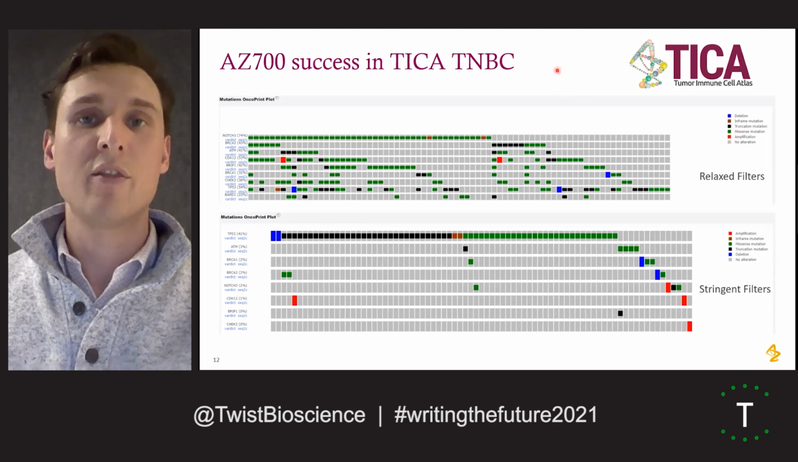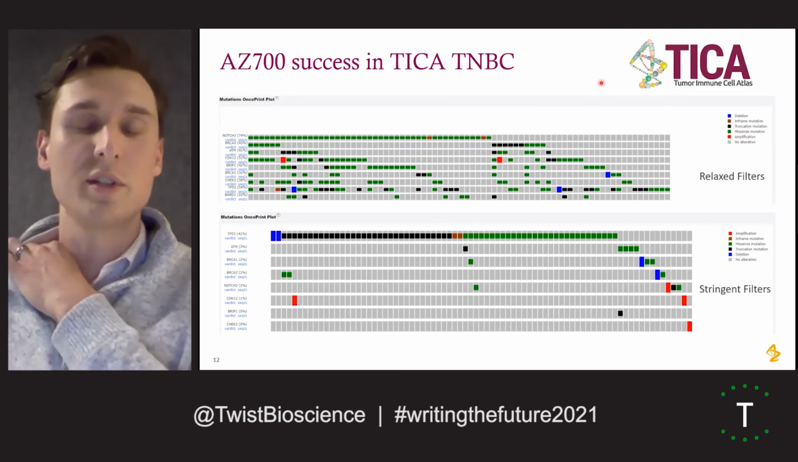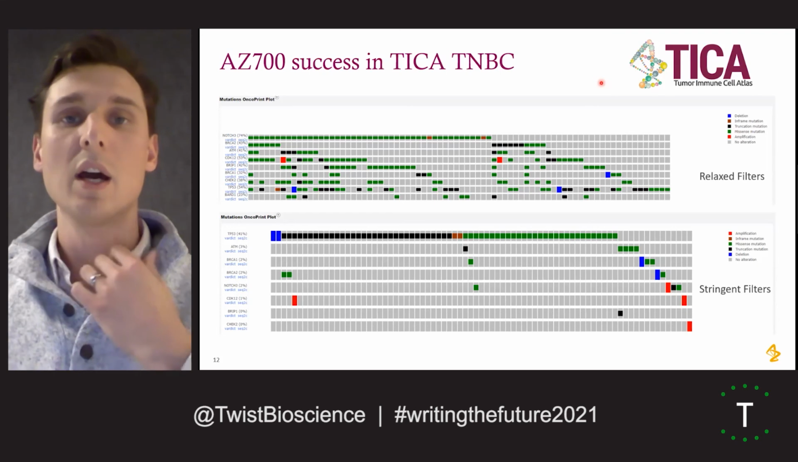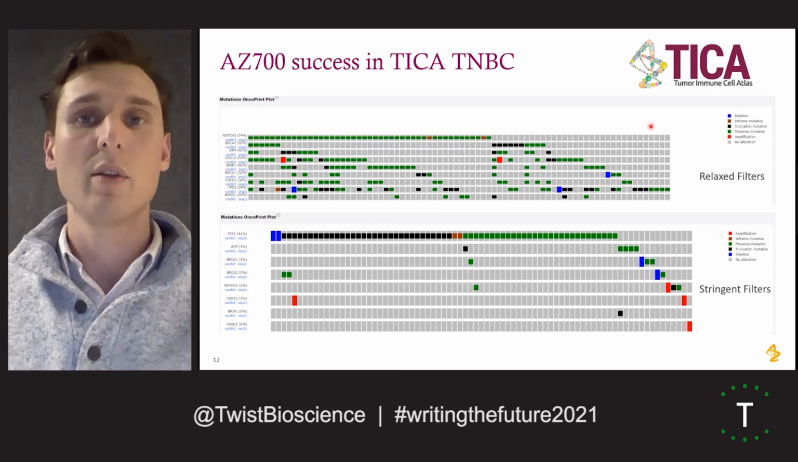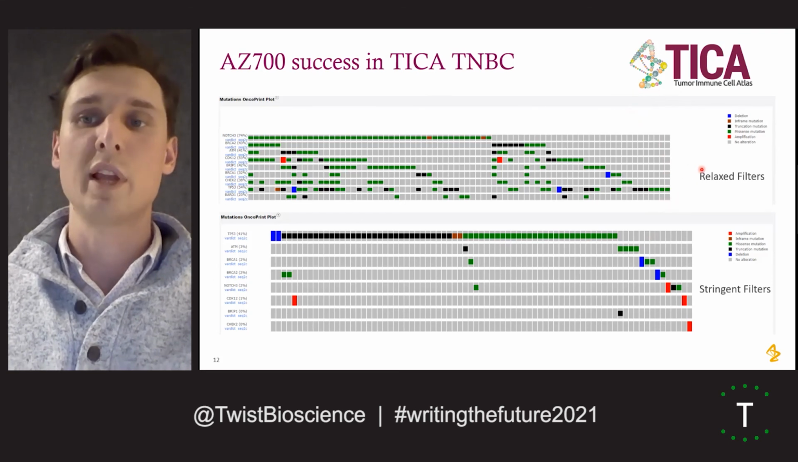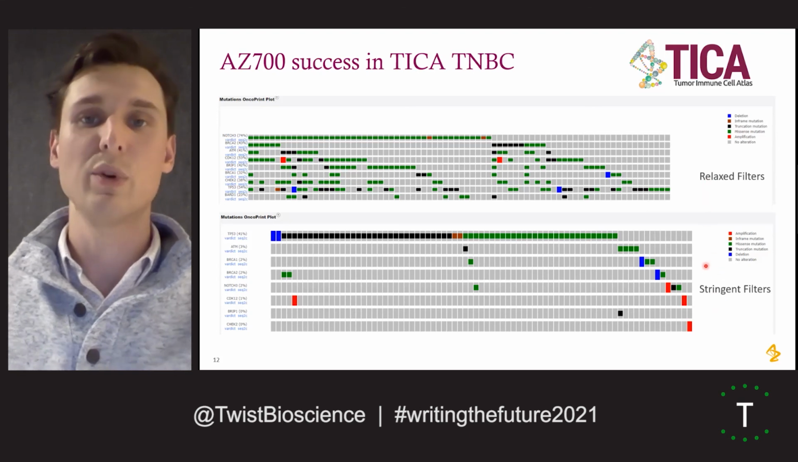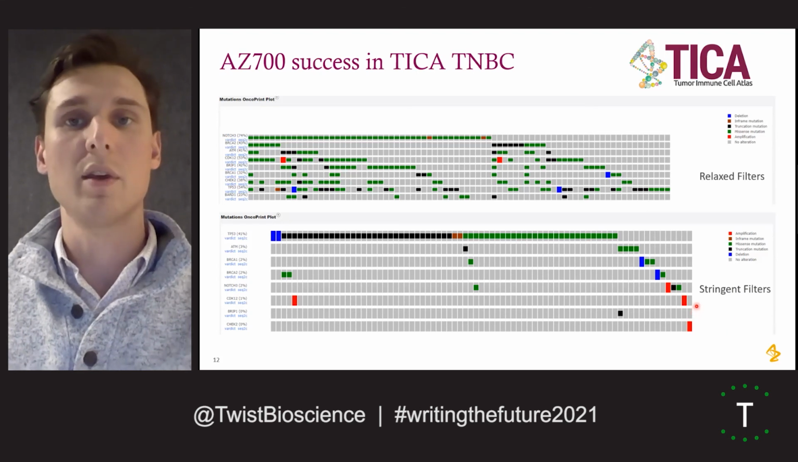So just to give a peek at how you would actually start to perform this interpretation work, we're really looking to identify the prevalence of mutations and the co-occurrence of mutations. This is again the TICA TNBC cohort data, and these are the same samples. And this is just a visual representation of the relaxed filters versus the stringent filters. You can see when you apply the stringent filters, you remove a lot of the noise and low quality variants, and you can really start to interpret the results and the patterns within your data.